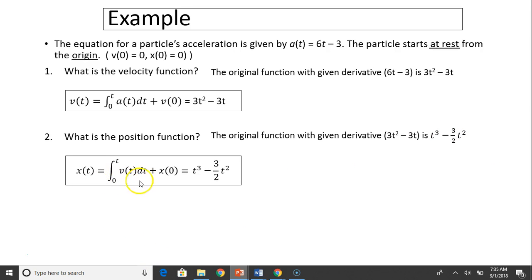So x(t) equals the integral of v(t) dt plus x at 0. x at 0 is 0. We know that already. So the original function for v(t) is t cubed minus 3 over 2 t squared. That is the position function.